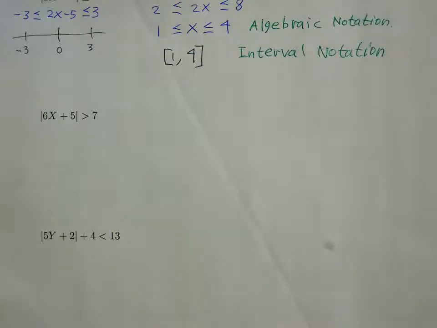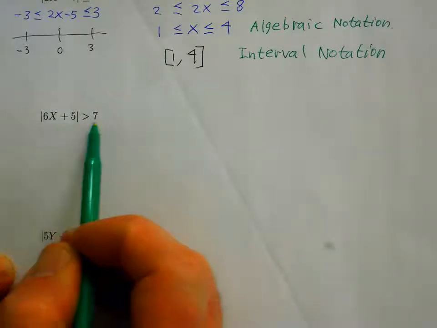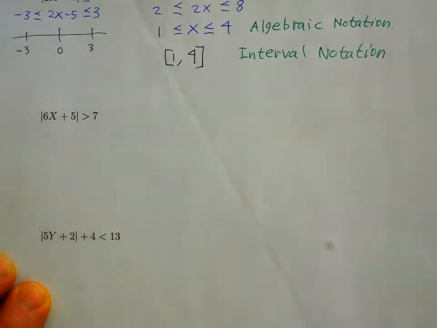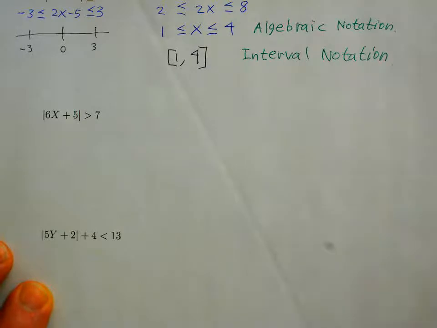That number either has to be from 7 and to the right, or from negative 7 and to the left. Right? If the distance a number is from 0 is greater than 7, then that number cannot get close to 0. It can only get so close.